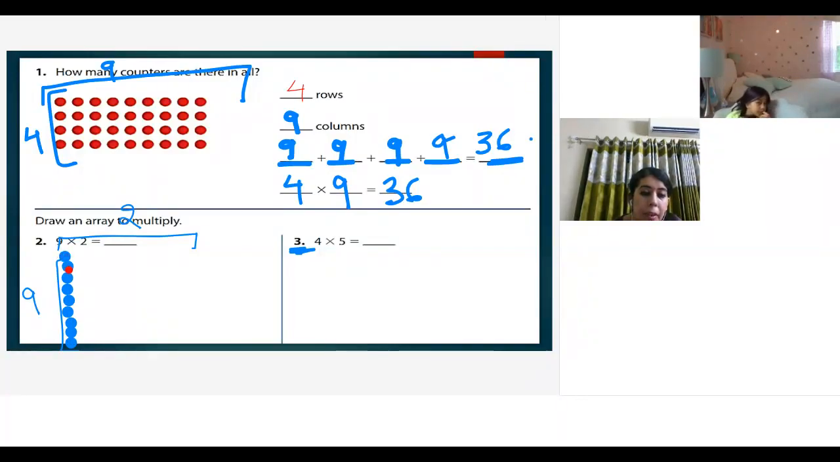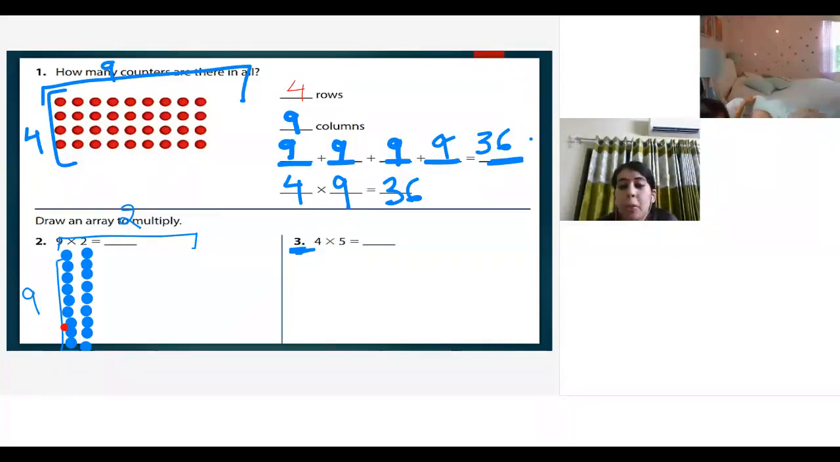And one more here. Got it? Like this. Okay. Now 9 rows I have marked and the columns are 2. So that is 1, 2, 4. So can you see this is the array? Yeah, I can see all the dots. So my rows are 9 and my columns are 2. So have I drawn the correct array?